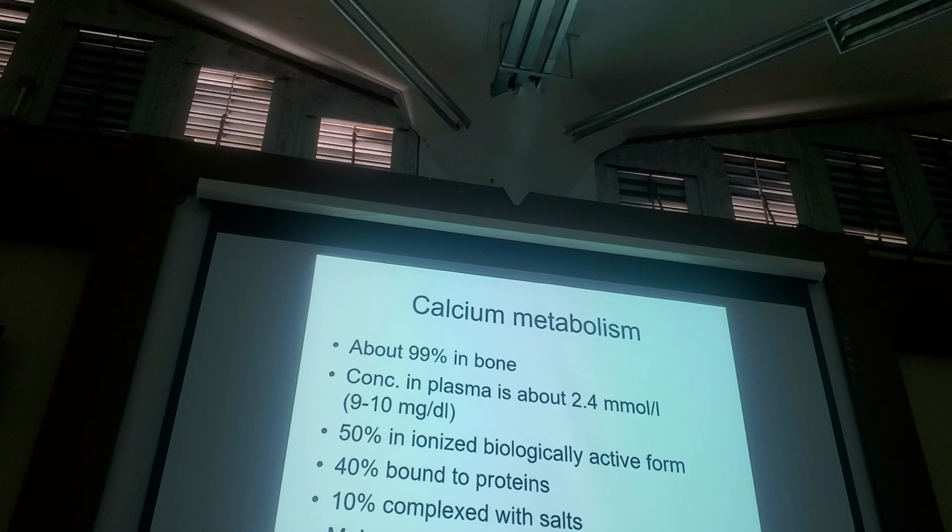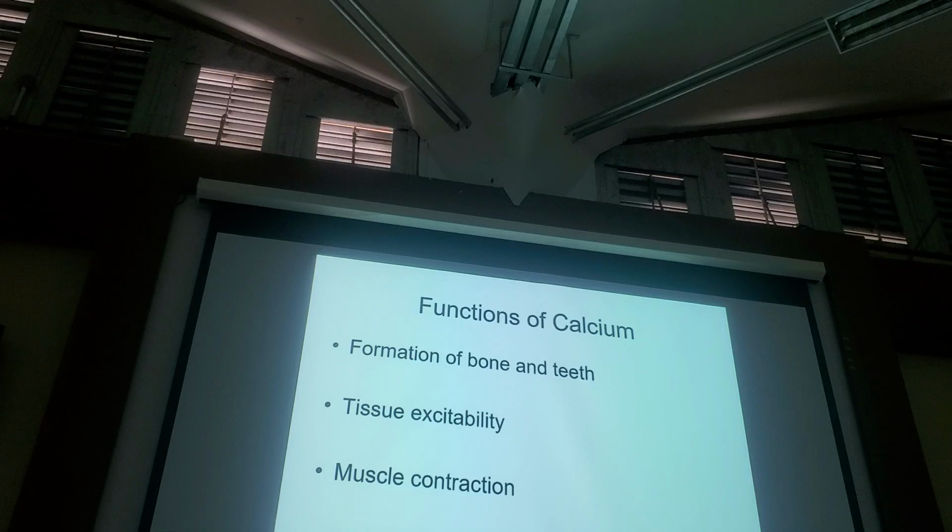Major source is dietary, and the absorption increases in an acid environment. What are some of the functions? Formation of bone and teeth, tissue excitability, muscle contraction, blood coagulation. Calcium is factor 4, and you can see it's ubiquitous, it's almost in all the steps. So it plays a major role in blood coagulation.